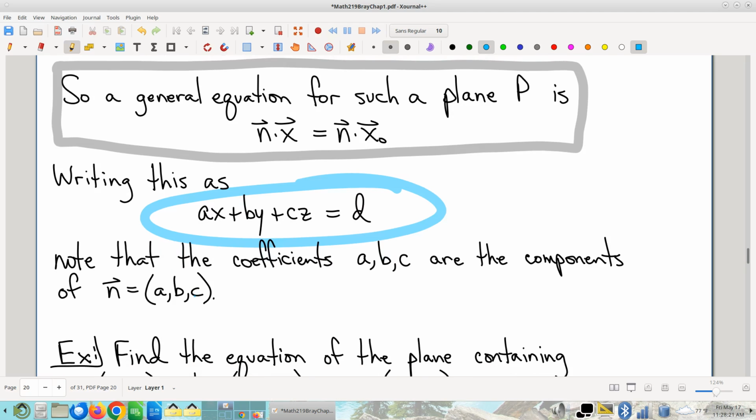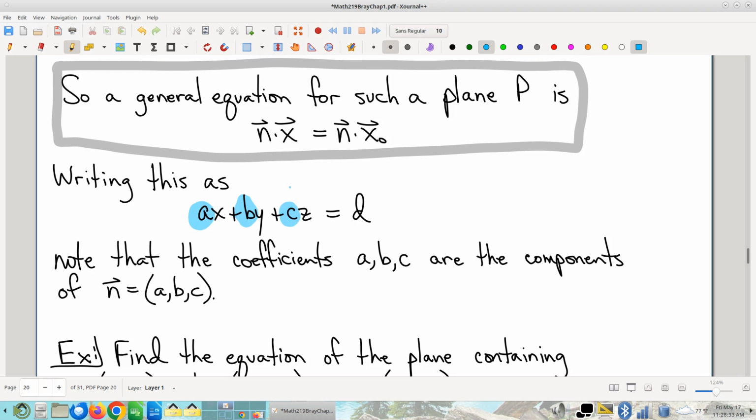One thing I particularly like about this equation is that there's a freebie right here in the notation: you can just take whatever are the coefficients of x, y, z, and that's your normal vector. You can read the normal vector straight off of the equation. That's very handy.